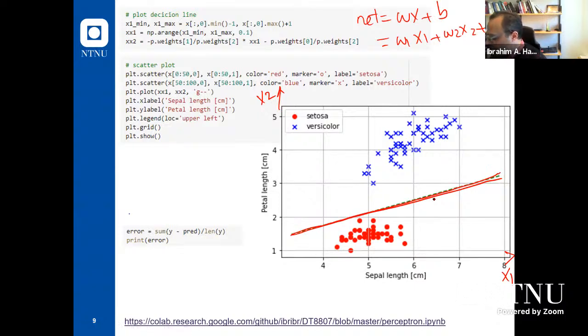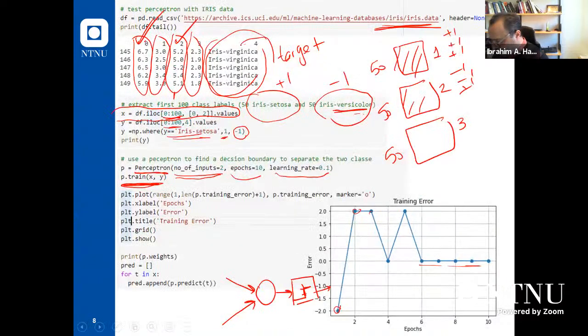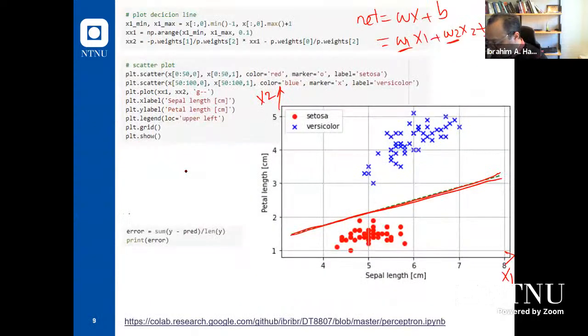So as I told you, this line is omega 1 x1 plus omega 2 x2 plus b. So we need to know what is omega 1, what is omega 2, what is b. You can print it, right? Maybe I didn't print it here. So those weights, because my perceptron is called p, it's p dot weights 1, weights 2, and this one is a bias. So in fact, this one is omega 1, this one is omega 2, and this one is the bias.